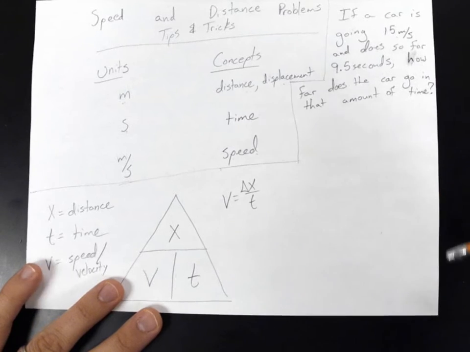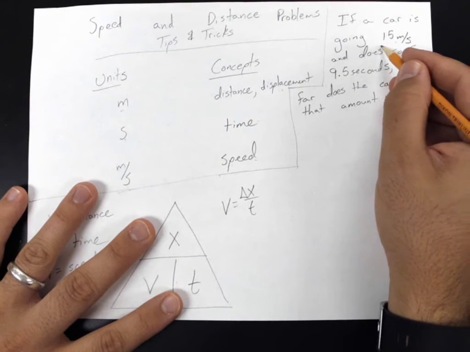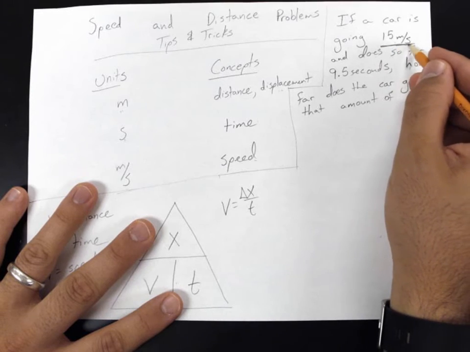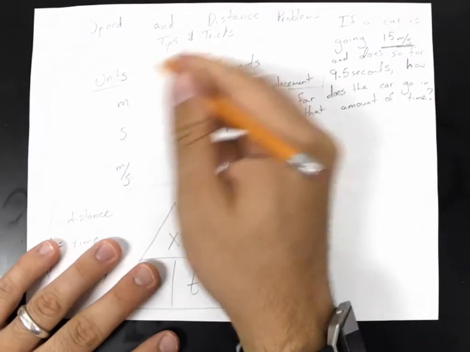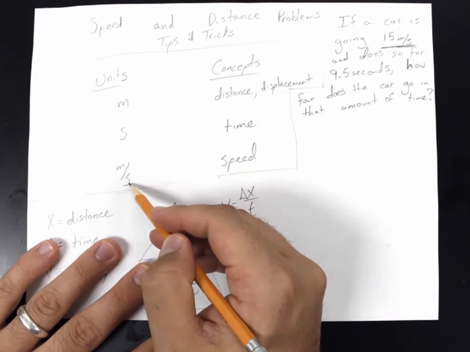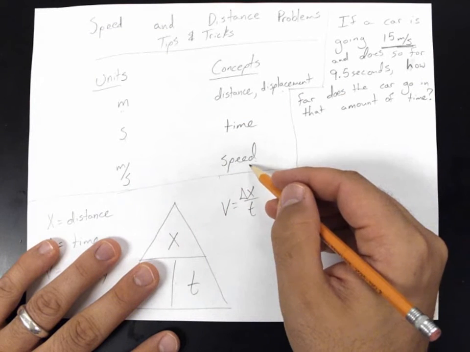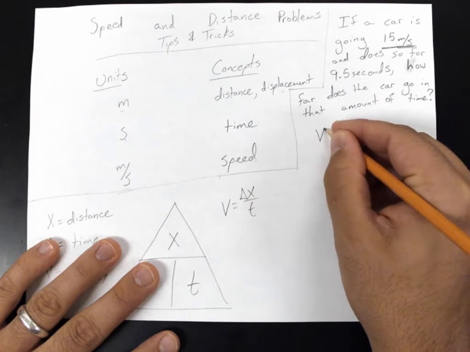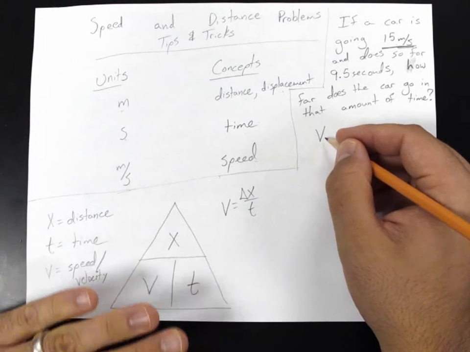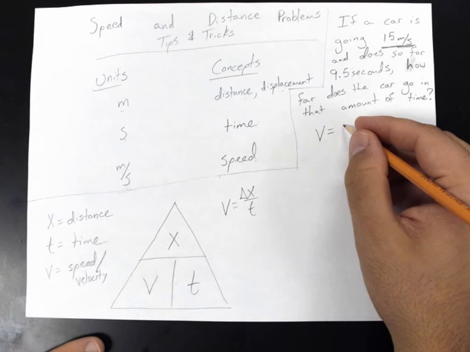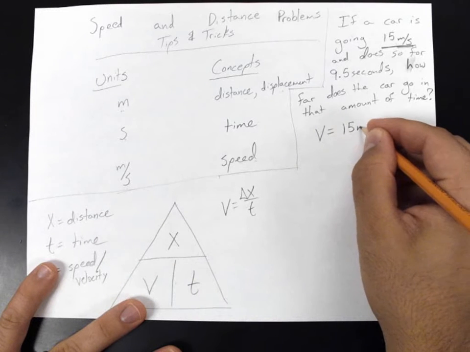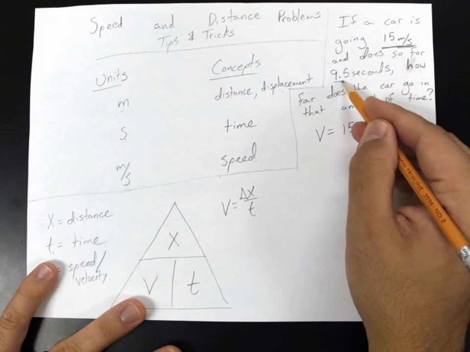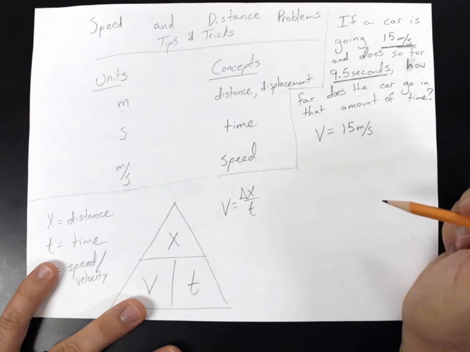Okay, so first things first. First number we come across is 15 meters per second. We look at our unit, meters per second. We go over to our little table over here, meters per second. There she is. So what does meters per second represent? Speed. So we can write speed, v, equals 15 meters per second. So there's our first number. Next, and does so for 9.5 seconds.